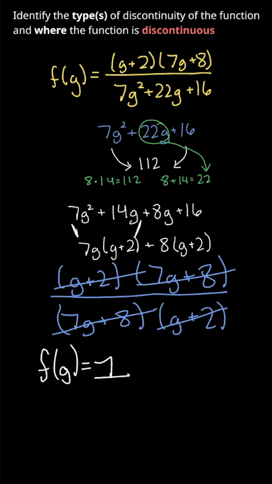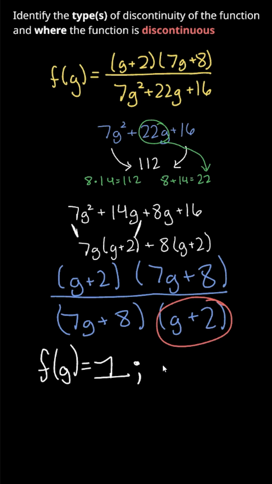So as a matter of fact, f of g does in fact equal 1, but there's a caveat here. Although the terms cancel out, remember our g values still cannot make a denominator of 0. So what value of g makes g plus 2 0? Well, negative 2 plus 2 is 0, so x cannot equal negative 2.